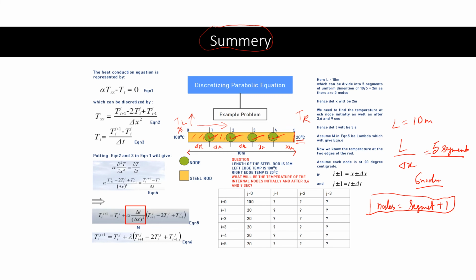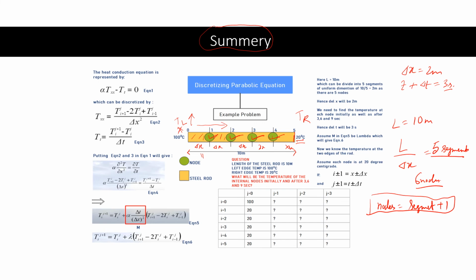The nodes are at the junction points or edge points of each segment. Naturally, each segment is of 2 meter length, as I am saying that all these segments are equal to each other, right? So your del x is 2 meters, and we are dividing the time scale also by equal increments. We are incrementing the time by equal increments of del t, and suppose this is 3 seconds.